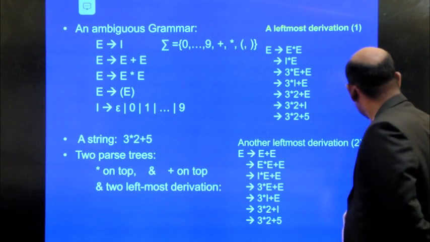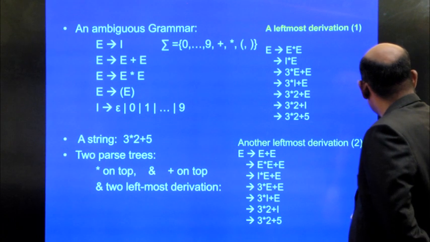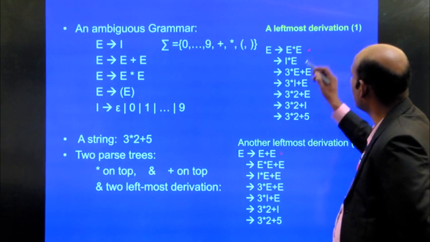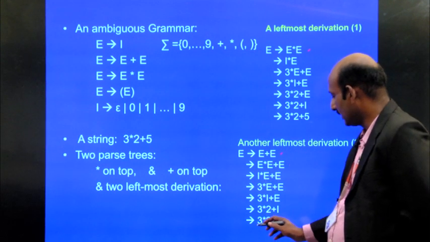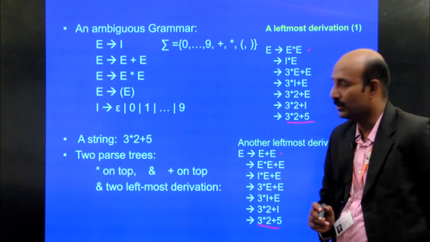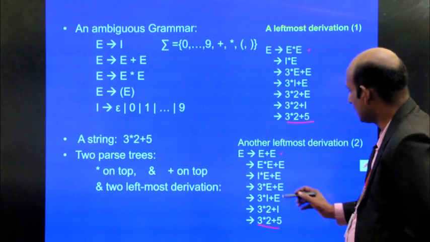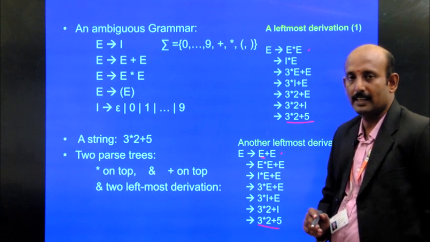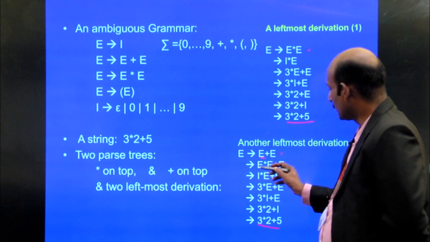So now it's taken this E plus E, whereas here we have taken E star E. So it generates the string 3 into 2 plus 5 in both. In both, they are replacing the leftmost non-terminal. They are replacing only that leftmost non-terminal.